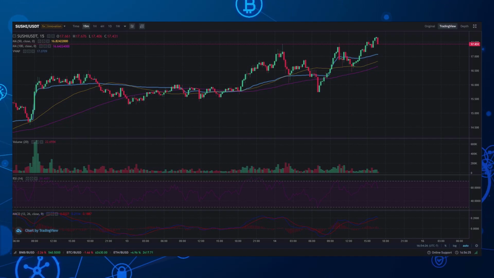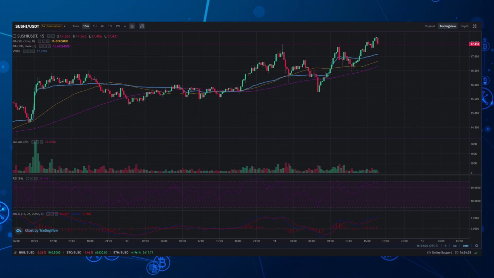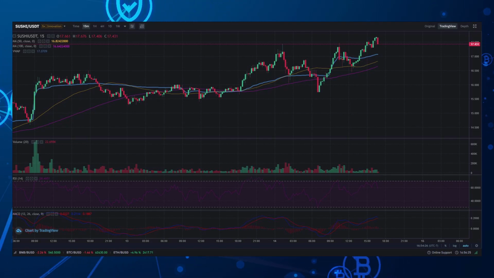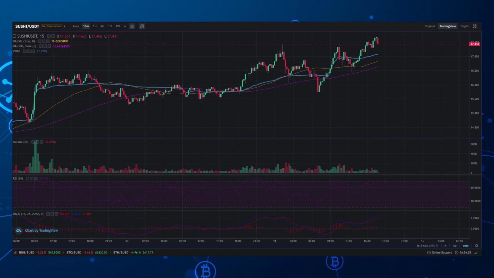And then, of course, typically anything under 45 to me is a good entry point. I would also remember to see if the MACD is trending down and just generally look at the momentum of the MACD. Again, I'm doing all of this on the 15-minute chart.